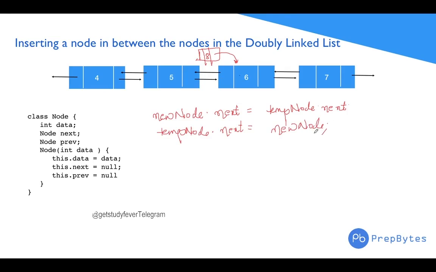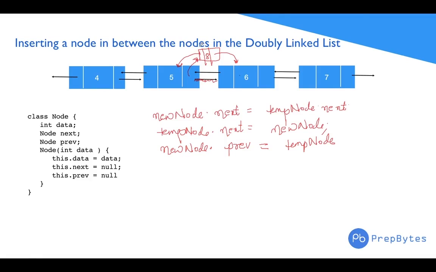Now we have updated all the nexts. We have to now update the prev. So let's update the prev of new node. New node dot prev is equivalent to temp node. So now new node is pointing back to temp node. What are the latest links we have? New node dot next equal to temp node dot next, so this is there. Temp node dot next equal to new node, so this is also there. This is broken. And then we have new node dot prev equal to temp node, so this is also there.